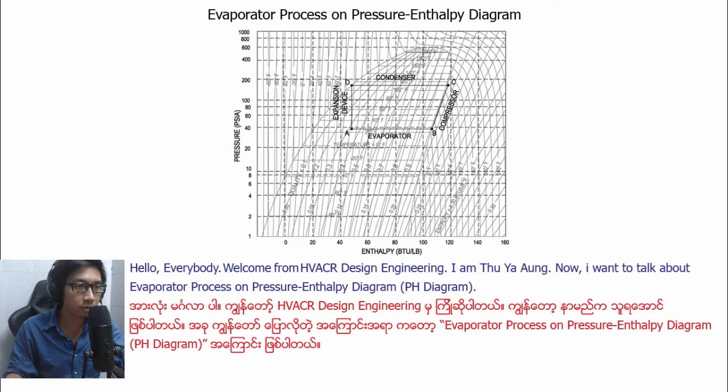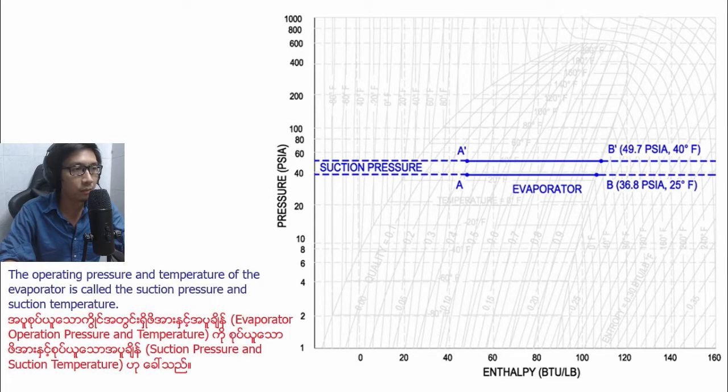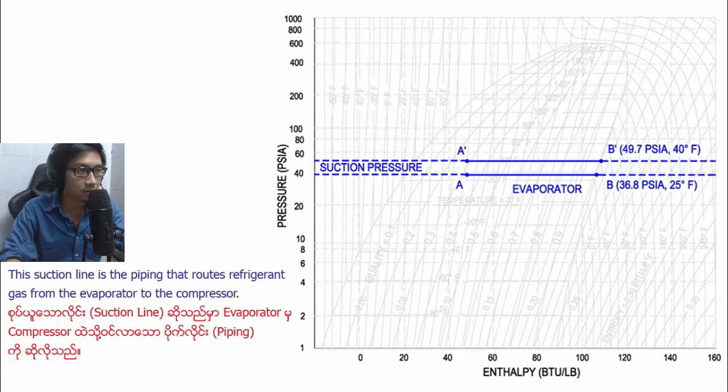Now I want to talk about the evaporator process on the pressure enthalpy diagram. The refrigerant entering the evaporator is a cool partial liquid vapor mixture. The operating pressure and temperature of the evaporator is called the suction pressure and suction temperature. The suction line is the piping that routes refrigerant gas from the evaporator to the compressor.